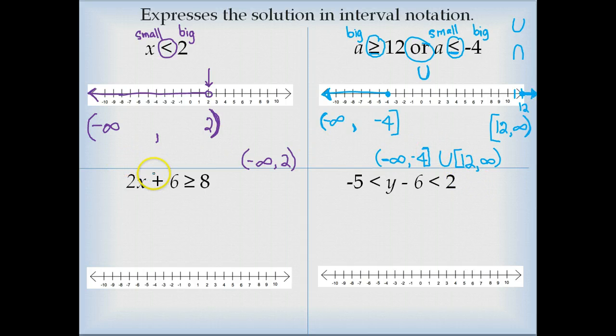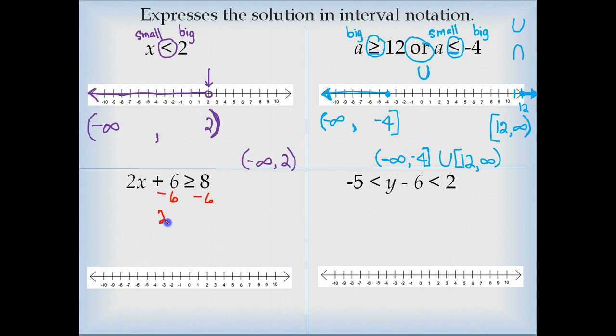All right, now down here, on this one, what I have to do first is I have to solve for x. Okay? So for now, I'm just going to kind of pretend like this is an equal sign. I'm going to try to get x by itself. So first I would subtract 6.